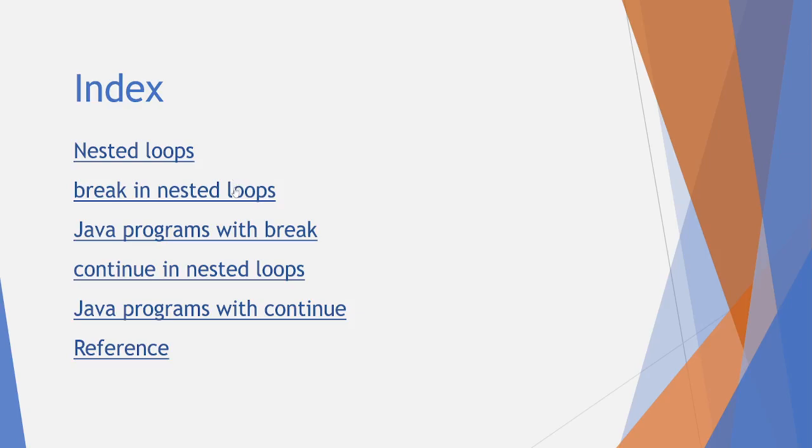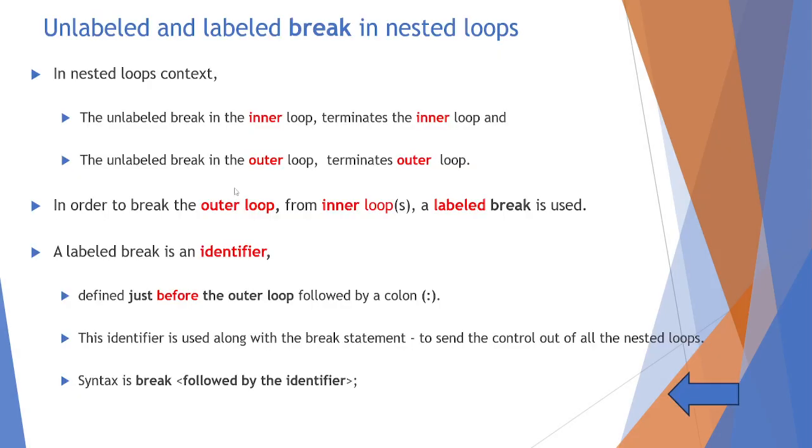Now, break in nested loops. In this context, the unlabeled break in the inner loop terminates the inner loop only, not the outer loop. And the unlabeled break in the outer loop terminates the outer loop and also the inner loop. Now, in order to break the outer loop from inner loops, a labeled break is used.